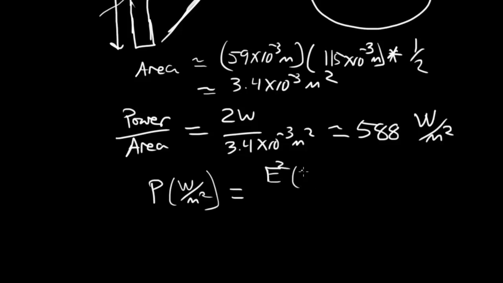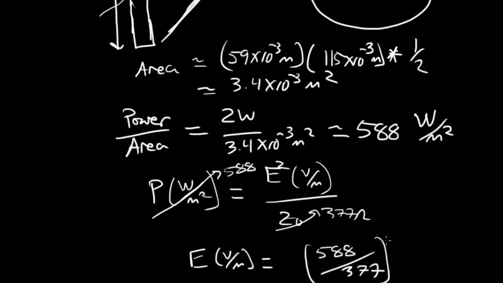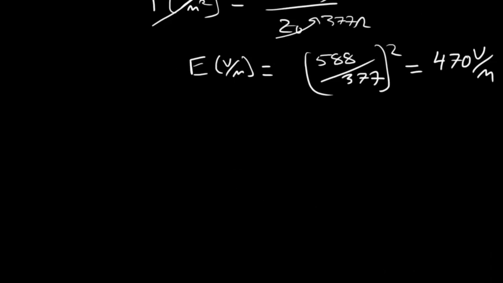It's electric field in terms of volts per meter, electric field squared over Z naught. And our first medium, Z naught, is 377 ohms. This term here we just calculated as 588. So the electric field in terms of volts per meter is going to be equal to 588 divided by 377 quantity squared. What does that come out to be? That comes out to be 470 volts per meter.